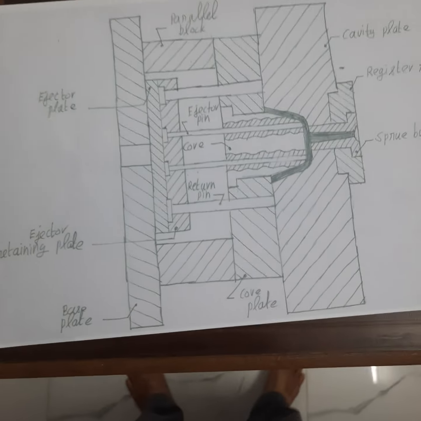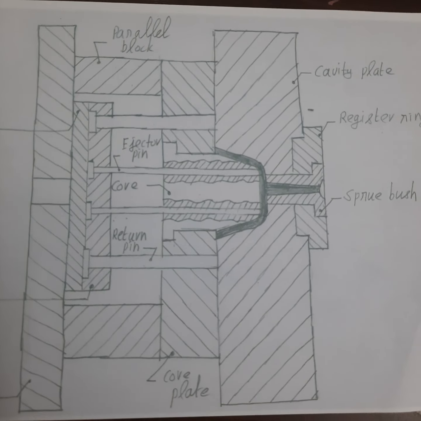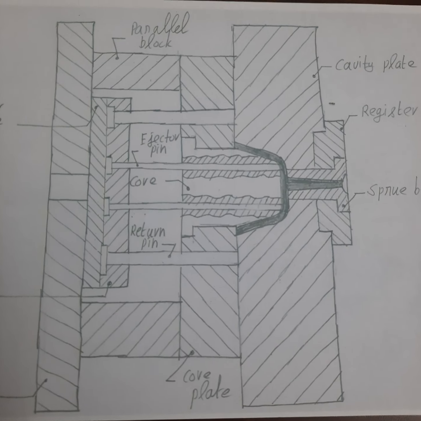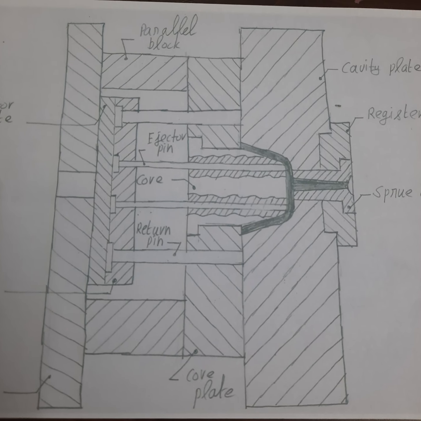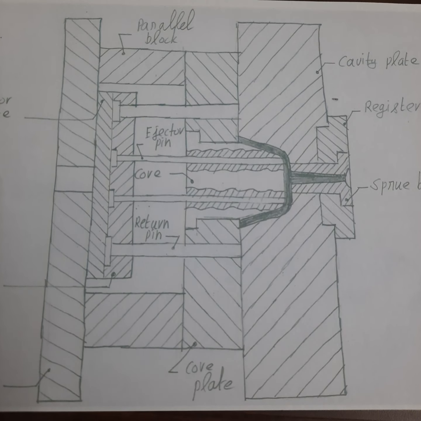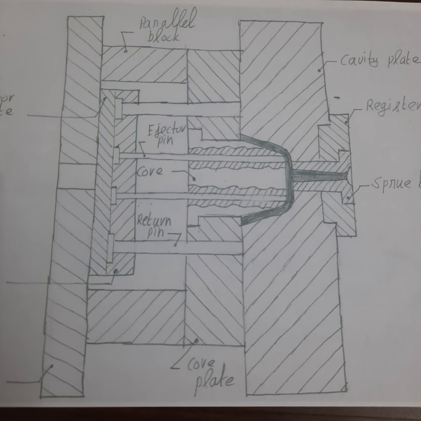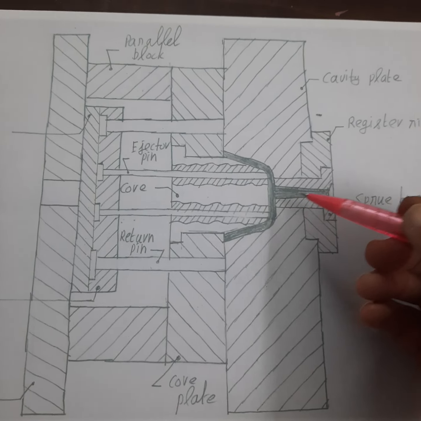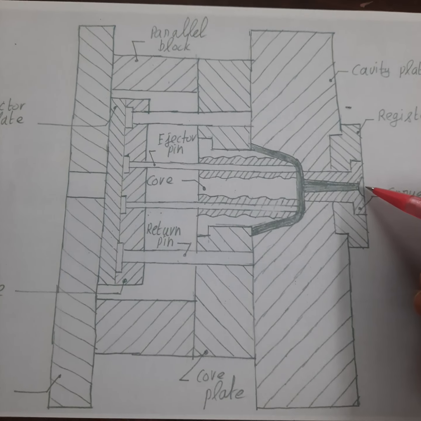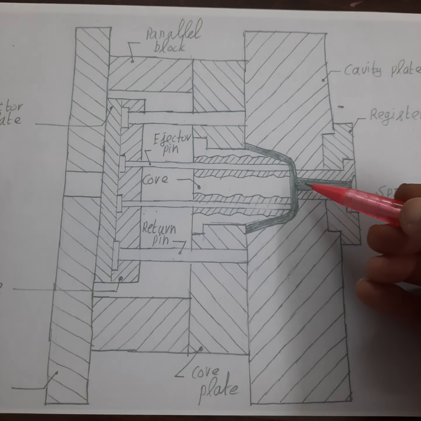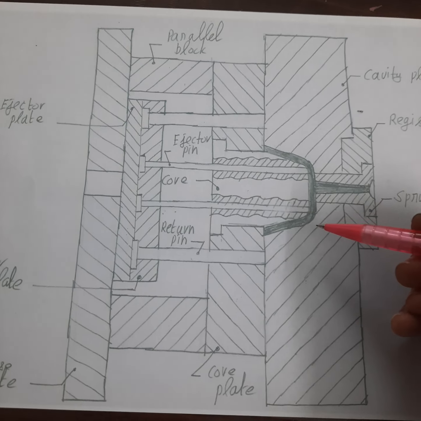So finally, this is the cross-sectional view of the designed molding tool, which we have designed for producing the blackboard duster body. In this example, the molten polymer from this sprue is directly reaching the cavity.